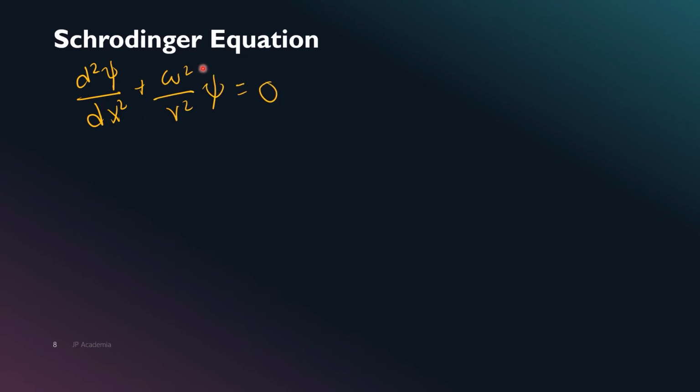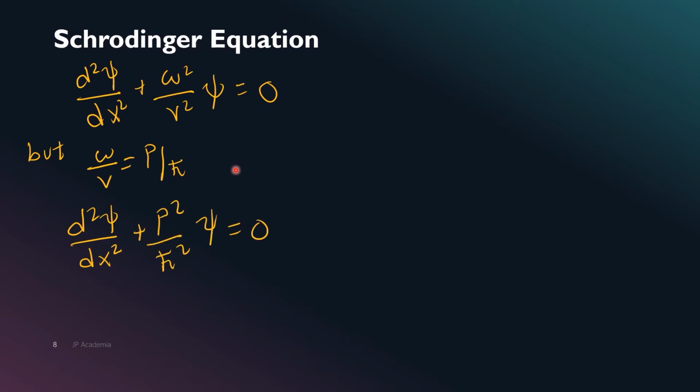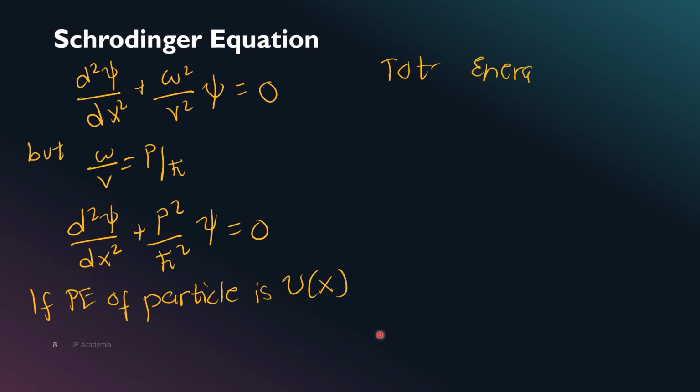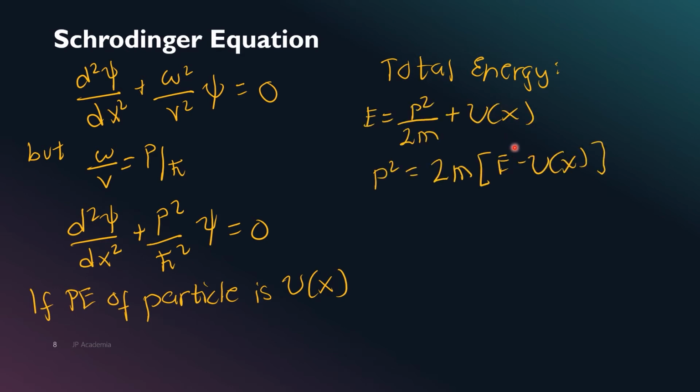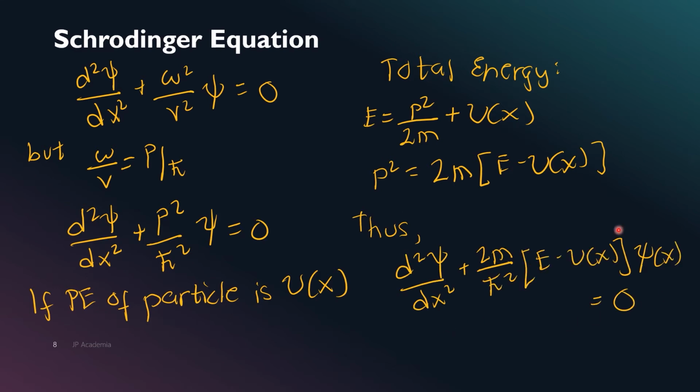This is our original differential equation for this function psi. But we express omega over v, which is equal to p over h bar, and therefore we now have this form of our differential equation. If the potential energy of our particle is U, or U as a function of x, then we can rewrite the total energy as follows. So E is equal to the kinetic energy of that particle plus the potential energy, and we can get the expression for our momentum squared, p squared, which is equal to this. Thus, our differential equation now has this form.